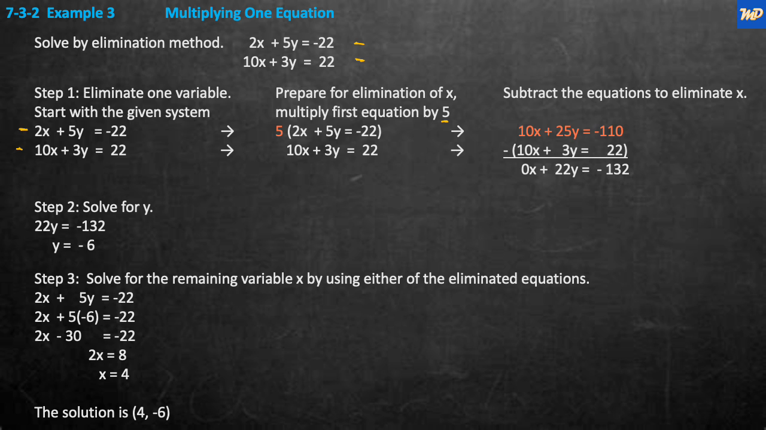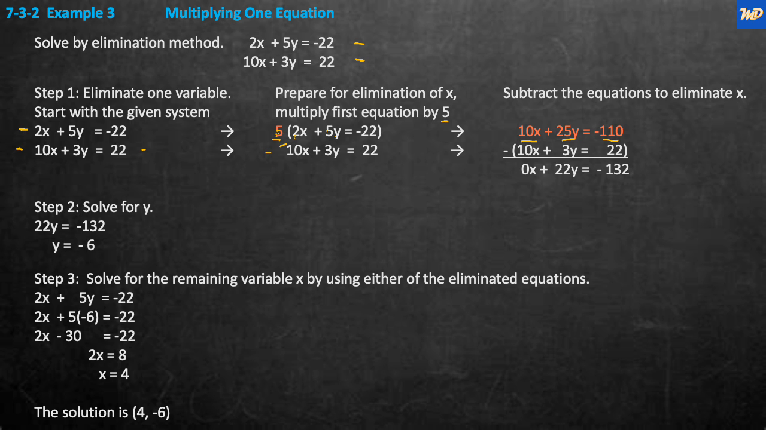Well, what do we get? When we multiply the first equation, the entire equation, by 5, and leave the second equation as it was, you're going to get 10x, because 2x times 5 is 10x, 5y times 5 is 25y, and 5 times negative 22 is negative 110. And now you've still got your other equation.